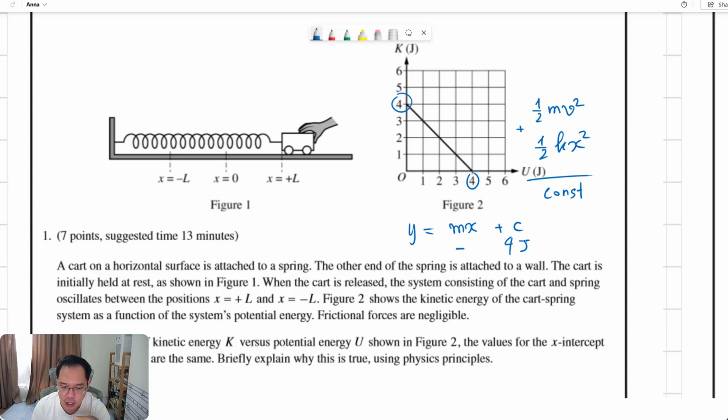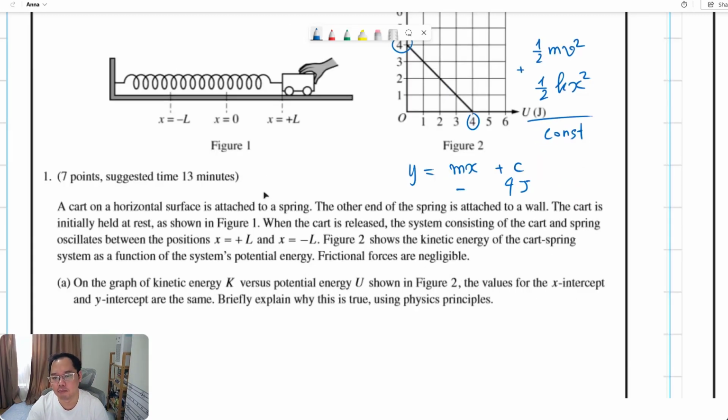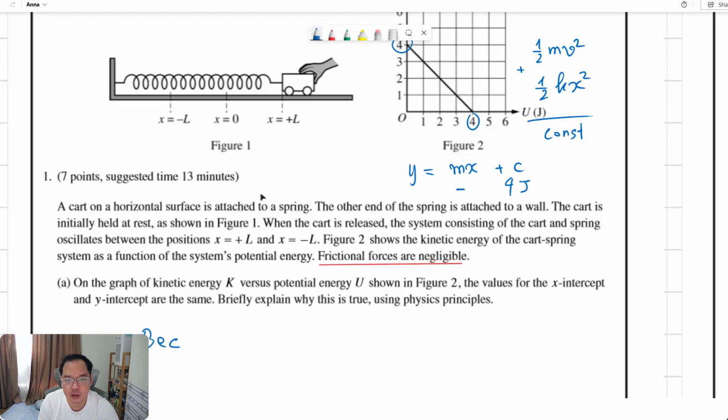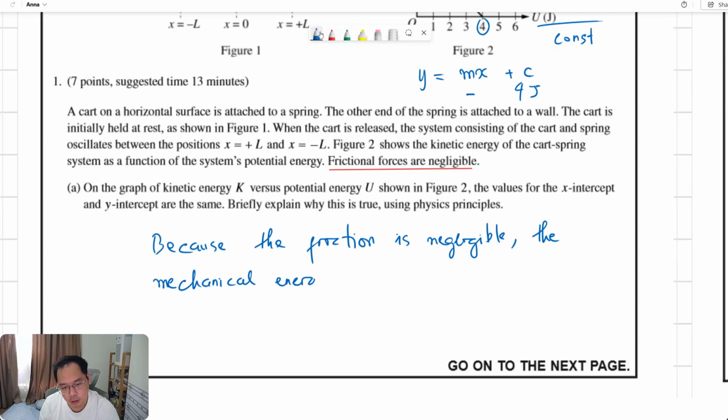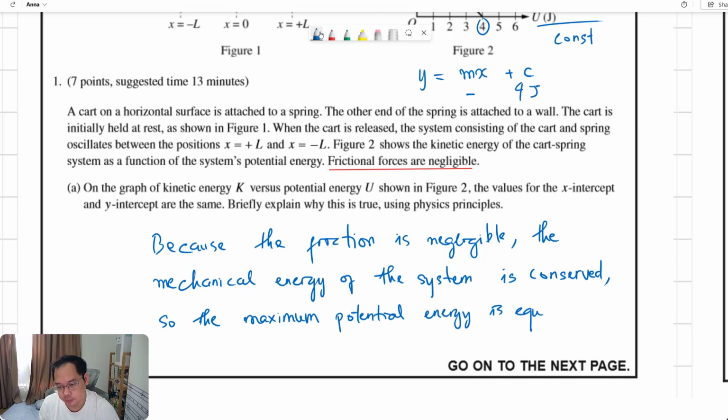It asks us to explain why this is true using physics principles. We see that the maximum potential energy is 4 joules, the same as the maximum kinetic energy. This is because of the conservation of energy when the friction is negligible. It is mentioned here that the friction is negligible. The mechanical energy of the system, which is the sum of the kinetic and potential energy, is conserved.